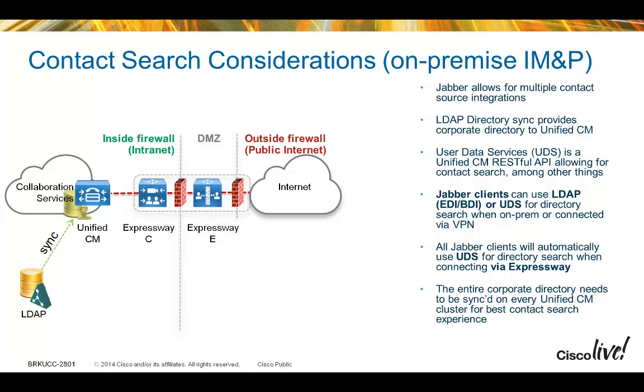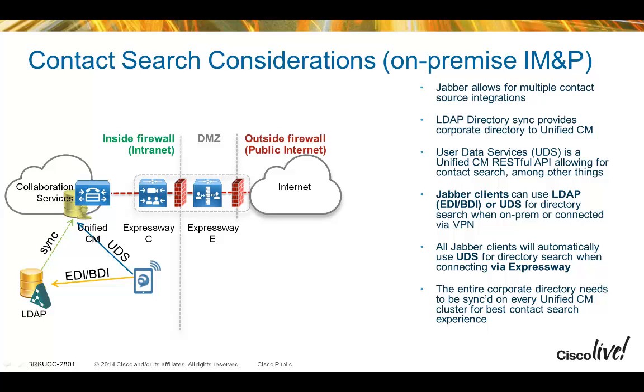The best way to do it, I think, is LDAP sync. Get your directory into the Call Manager database. Even though your Jabber clients on-prem may be using either EDI or BDI integration and going straight to LDAP for directory sync, I should mention that 9.7 for Jabber Windows brings back the UDS option that disappeared briefly over 9.6. It's back, it's supported.